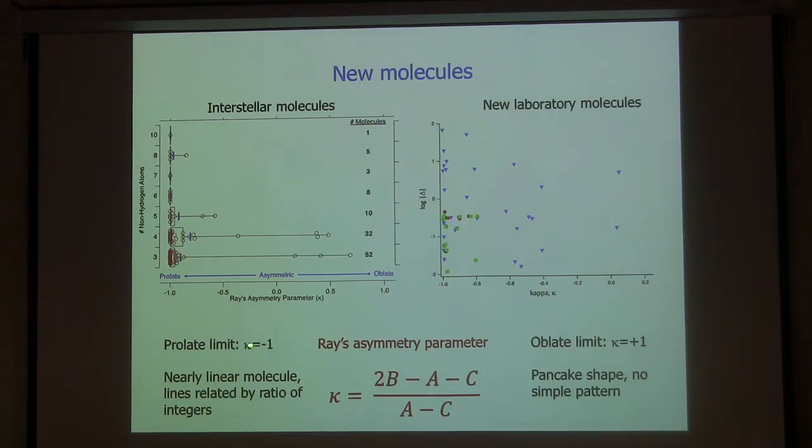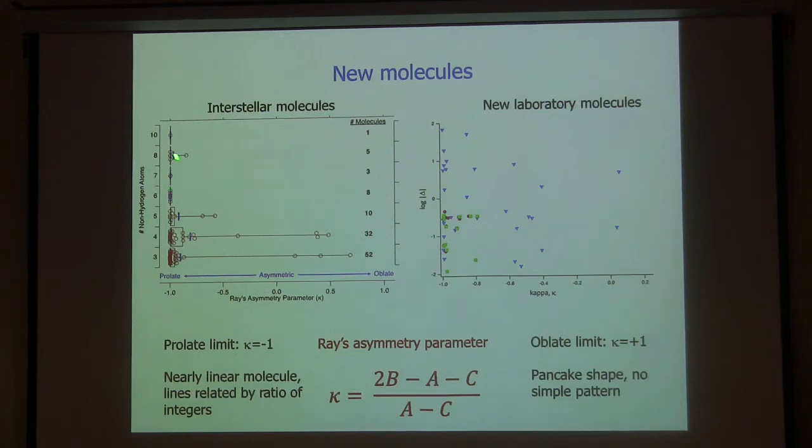The prolate limit is kappa of -1. That's where you have very little mass off the axis, and it's essentially a linear or nearly linear molecule. The rotational lines you observe are ratios of integers, which by eye is easy to pick out. That's why those molecules are often easy to find, and the same is true in space.